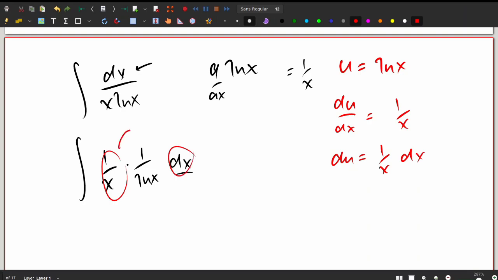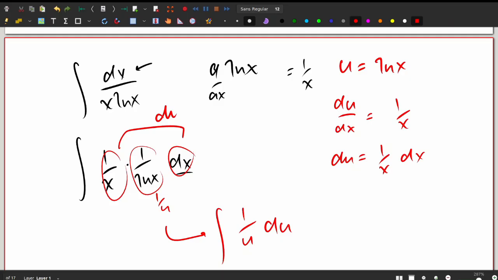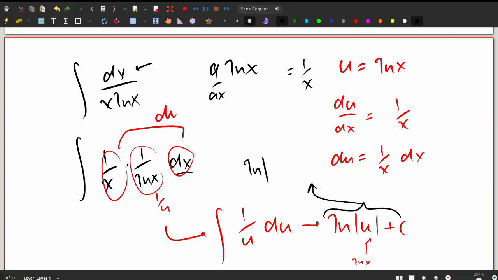So we can replace both of these terms with du. We can replace this term with 1 over u. And therefore our integral becomes the integral of 1 over u du. This is a very easy elementary integral. This is simply ln u plus c. Remember, our u is actually equal to ln x. So as our last step, we're going to take this integral that we have in terms of u, this solved integral, and simply plug x back in. So this becomes ln of ln x plus c. And this is our final integral.